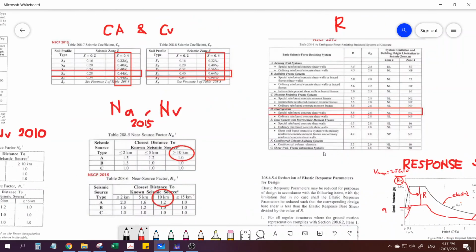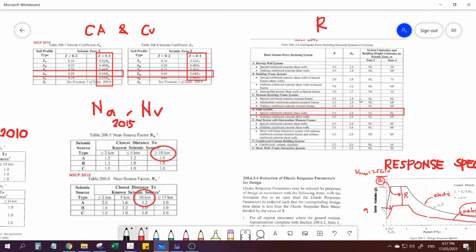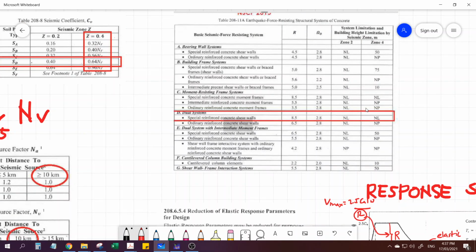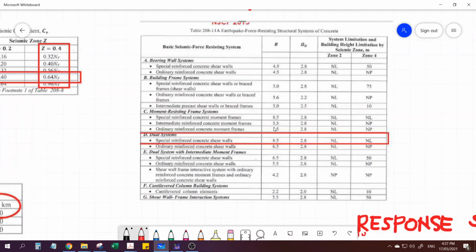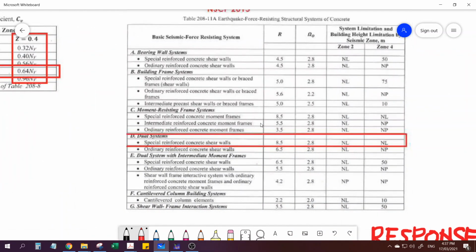R value. Our R value is the response modification factor. We will be using moment resisting frame system. This one, 8.5. So you noticed, for zone 4, the intermediate moment frame 5.5 is NP, not allowed. 3.5, not permitted, NP. Therefore, the default value, as I see it, most of the time, typical case, is 8.5.